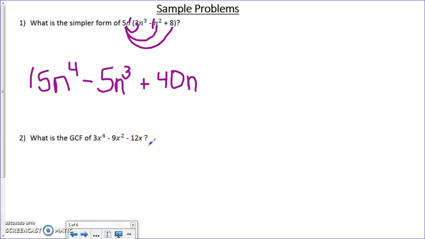Now here's where I want you to think, okay? You're going to first look at the 3 coefficients. The 3 coefficients are 3, 9, and 12. Don't worry about the minus signs. The smallest number here is 3. Think in your mind, is 3 also a factor of 9 and a factor of 12? If your answer is yes, then 3 is your GCF of the coefficients. If your answer is no, you have to do a little bit more work.